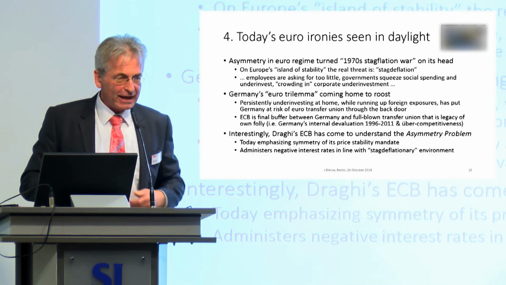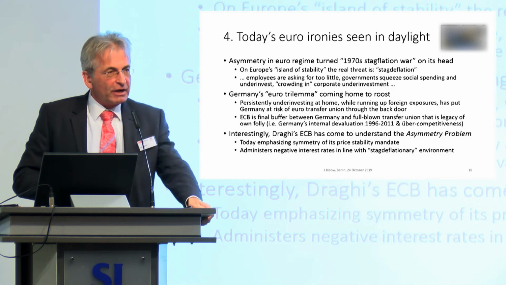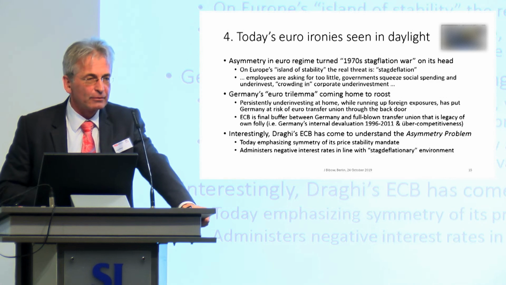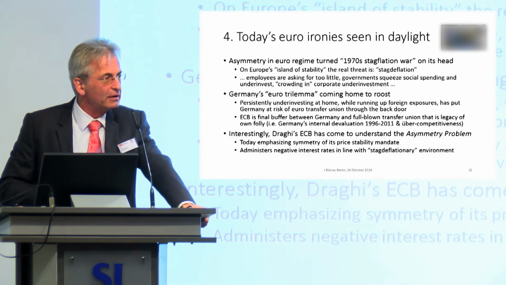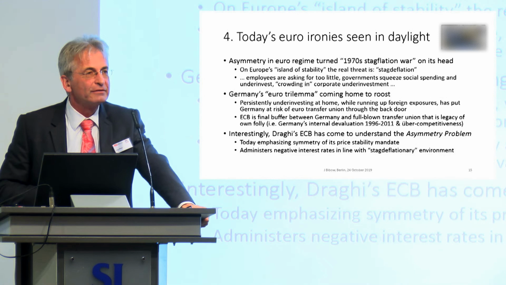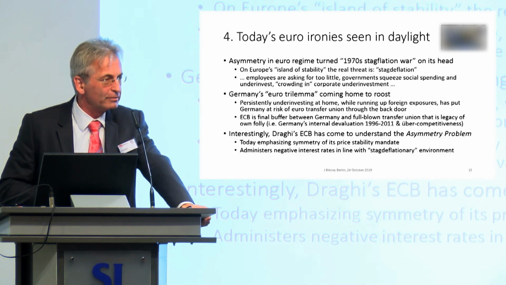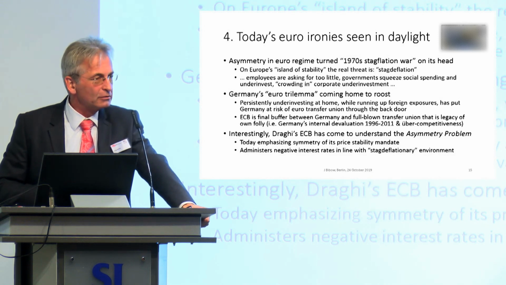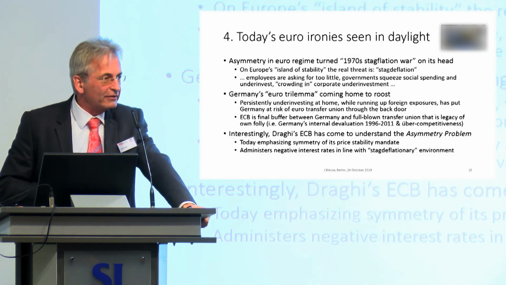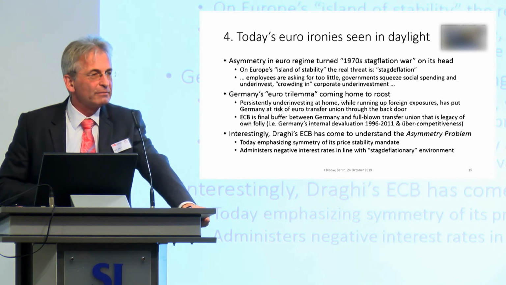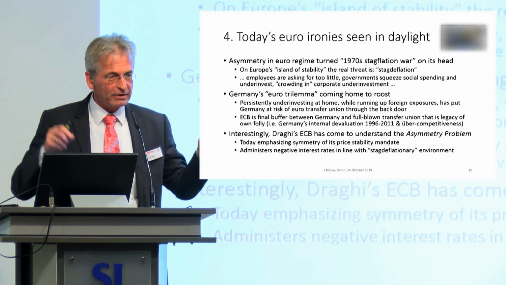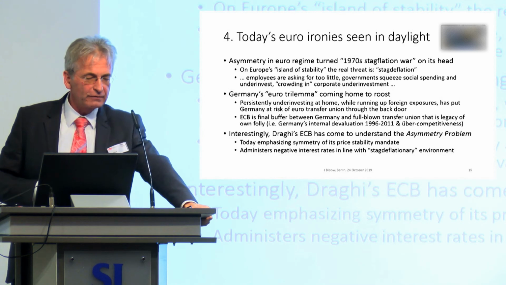So notice what happened. The mainstream has been fighting the 70s stagflation war, and where did we end up? We ended up in stag deflation. There's a lot of talk about the risk of the Japanification of Europe, and for good reason, it seems to me, right? So employees are not asking for higher wages anymore. Governments are only preoccupied with hiking taxes and cutting spending. And obviously, this is crowding in public investment as well. Corporations don't like to invest anymore either.